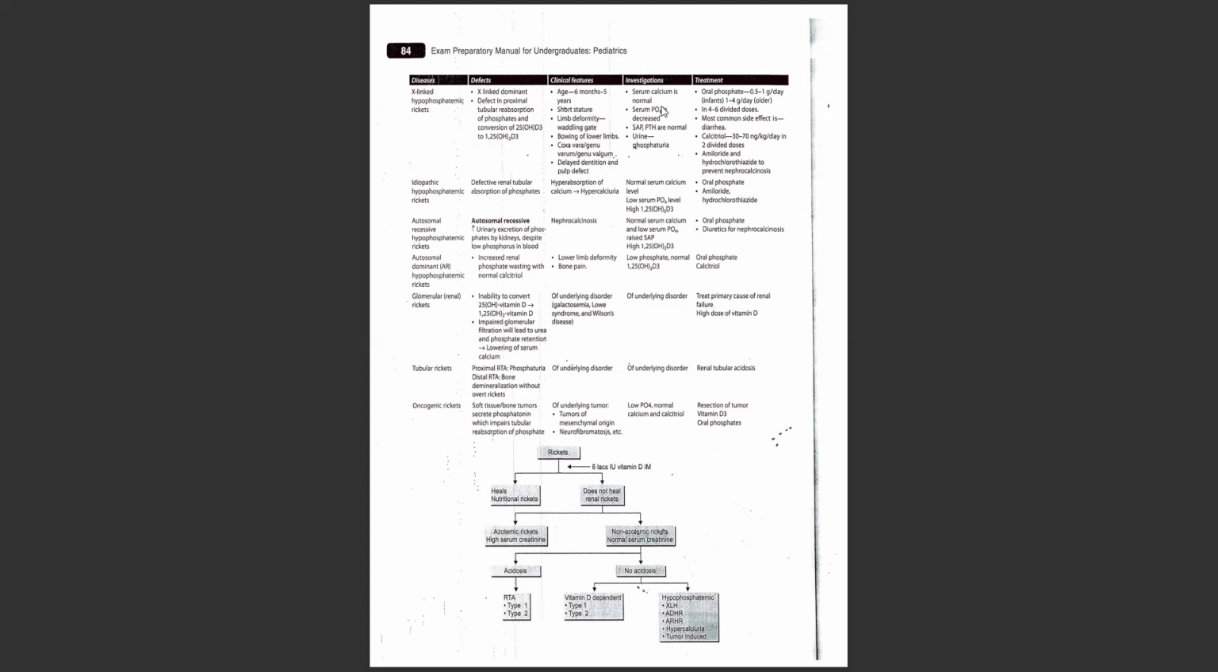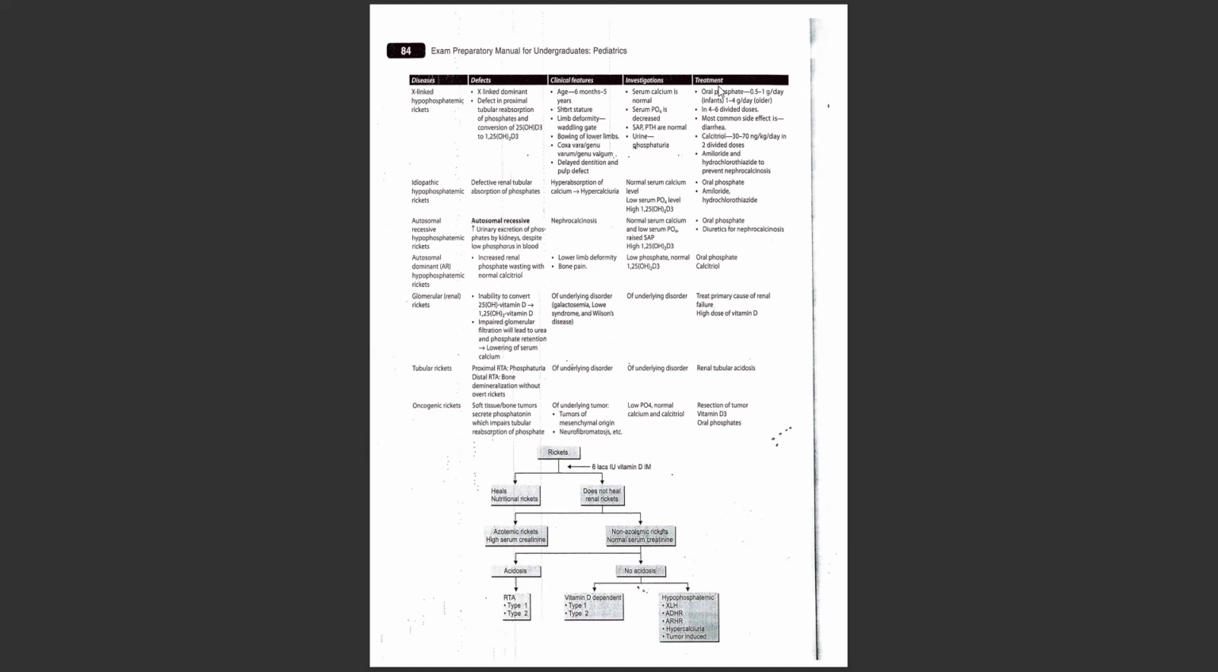In the investigations, we look for serum calcium, which is normal. Serum phosphate is decreased, and serum alkaline phosphatase and parathyroid hormone are normal. In the urine, there will be phosphaturia because of the defect in proximal tubular reabsorption of phosphates.